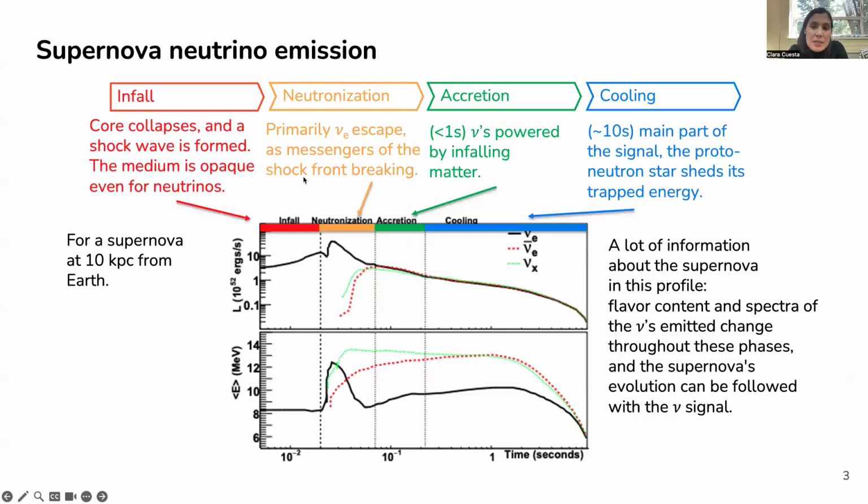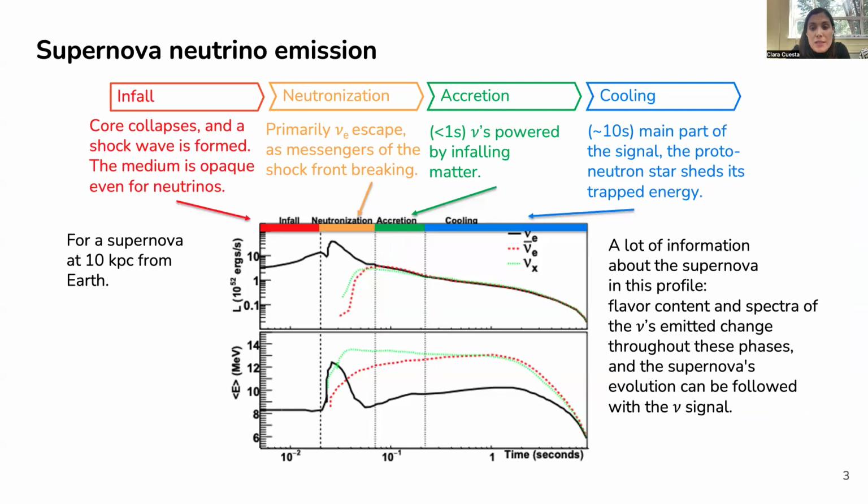With enough statistics, we can tell the story of the supernova by looking at the neutrino emission. First, the core collapses and a shock wave is formed. At this infall moment, the medium is opaque even for neutrinos. The neutrino signal starts with a short, sharp neutronization burst, primarily composed of electron neutrinos. This quick and intense burst is followed by an accretion phase as matter falls onto the collapsed core.